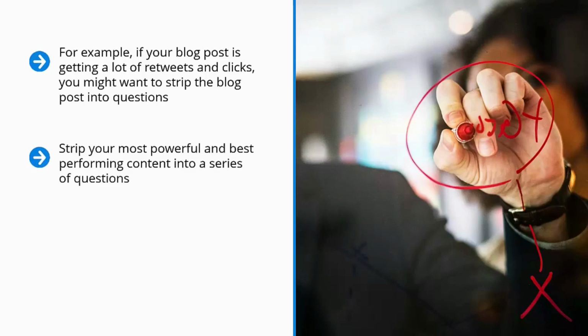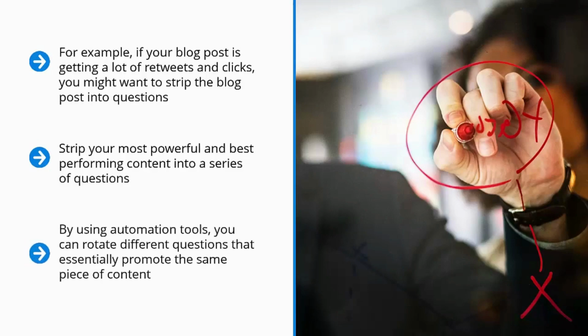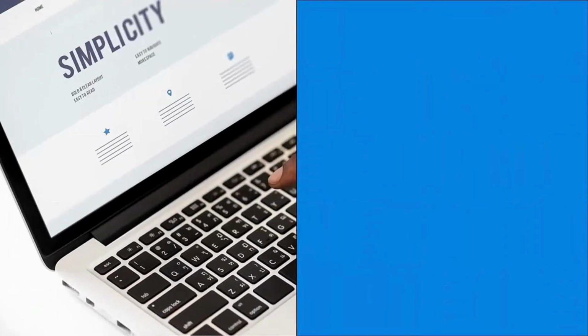Strip your most powerful and best performing content into a series of questions. Each question then is linked to the article or blog post that answers it. Tweet these and pair them with niche-specific hashtags. By using automation tools, you can rotate different questions that essentially promote the same piece of content. Since you're rotating hashtags, there's a high chance that different people looking for different segments of your niche would become aware of your tweet and possibly click through.